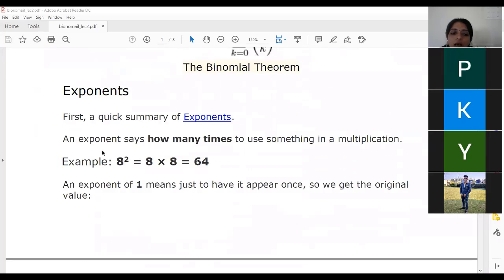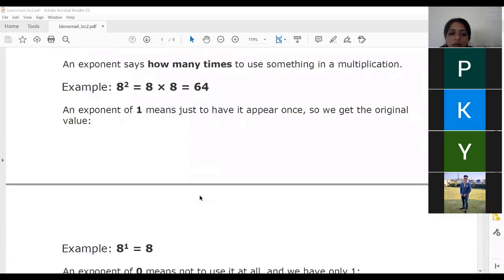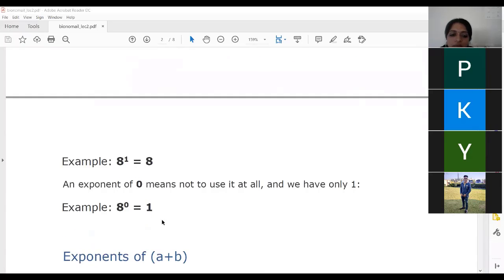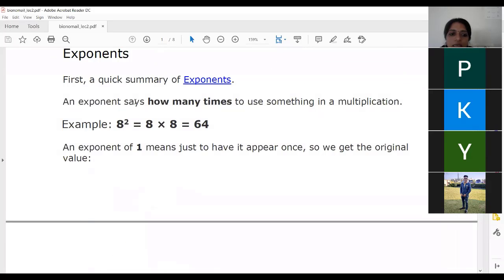Now, exponents. An exponent says how many times to use something in a multiplication. See, this indicates that 8 is multiplied 2 times, 8 into 8. If the exponent is 1, it indicates the value itself. But if we have 8 raised to 0, if the exponent is 0, then we get the answer 1. This is true for just any number.